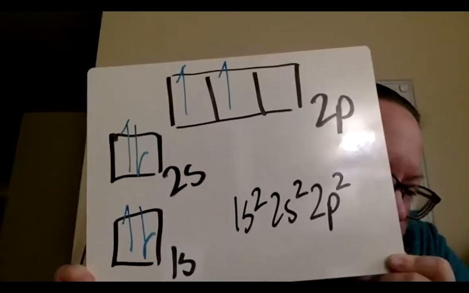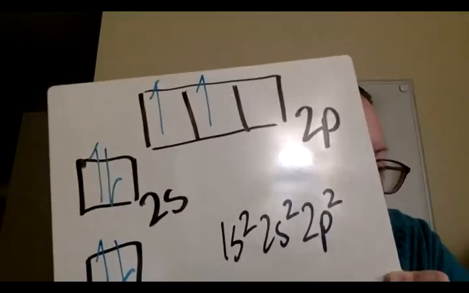Yes and no. I don't know. Even if you don't fill up 1 and 2, like say 1s2, 2s2, 2p4, would valence electrons fill up the rest of the 2p6? So you can think about it this way.